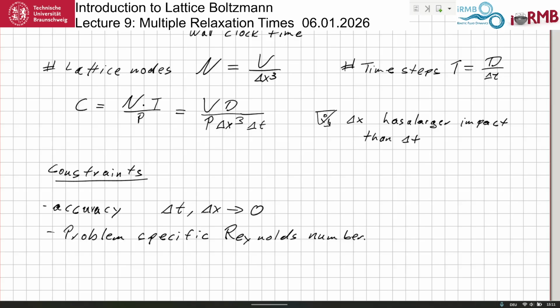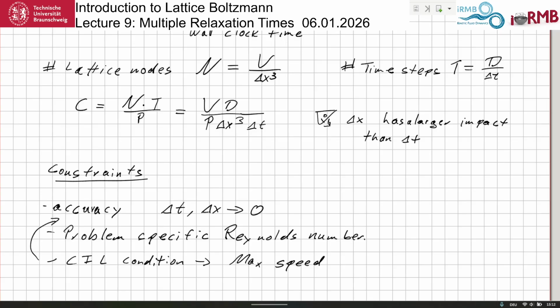Okay, I've forgotten something. We have a CFL condition. So the CFL condition, even if you don't care about your Mach number, gives a maximum speed, so a specific relation between delta t and delta x, or a limit. So okay, let me put this up here.